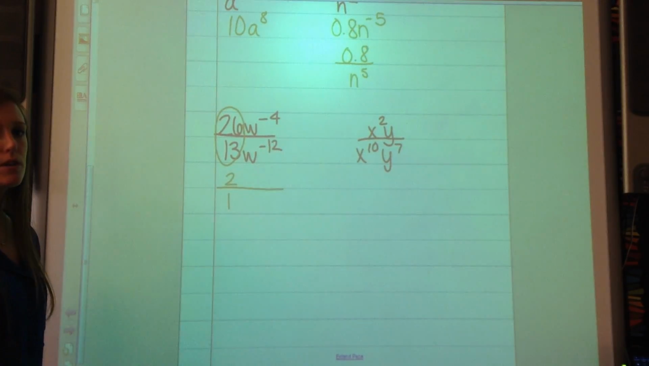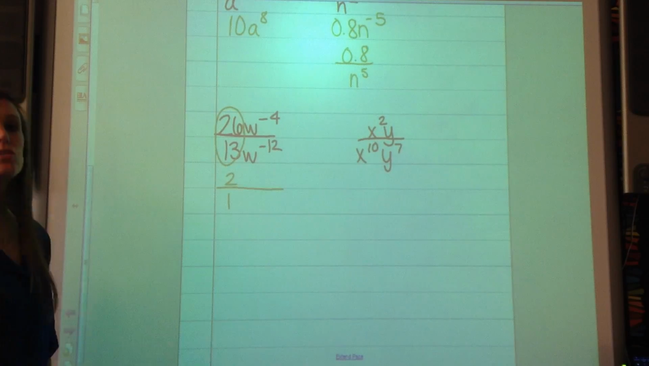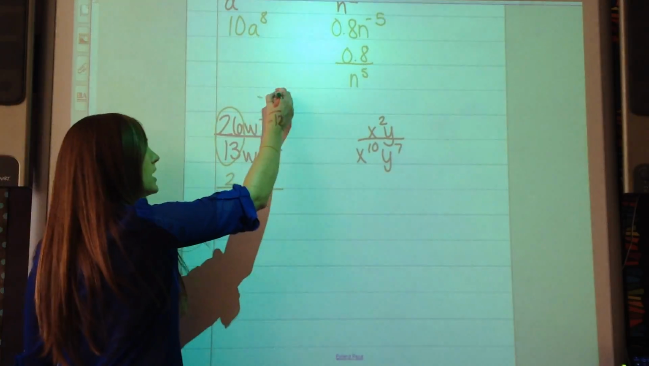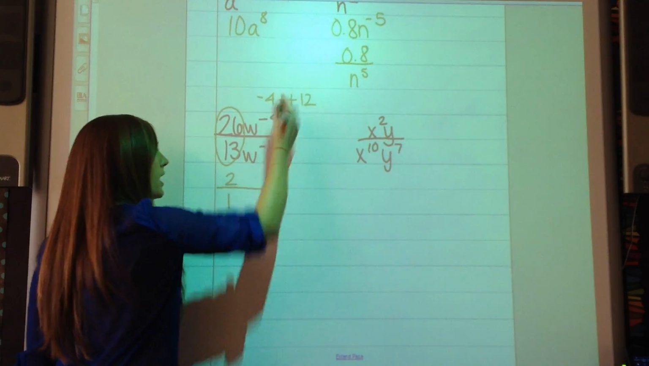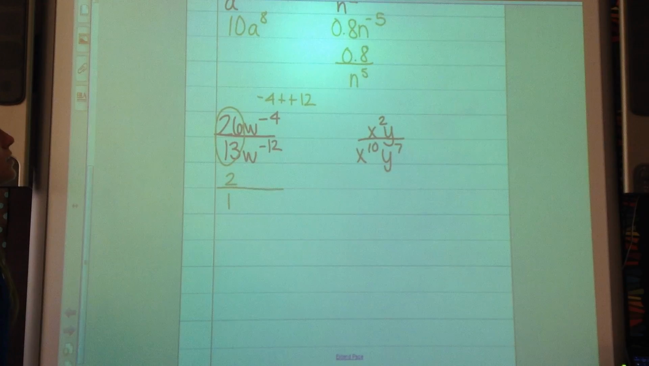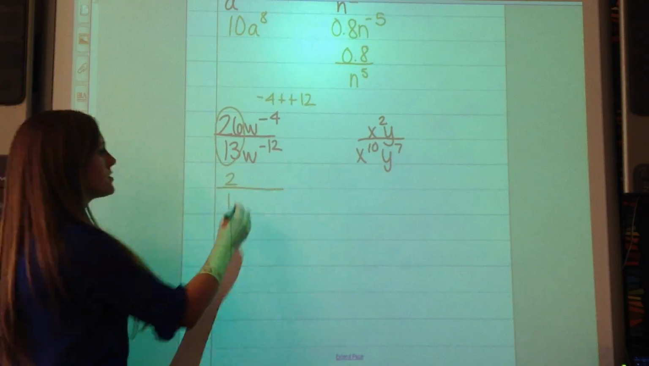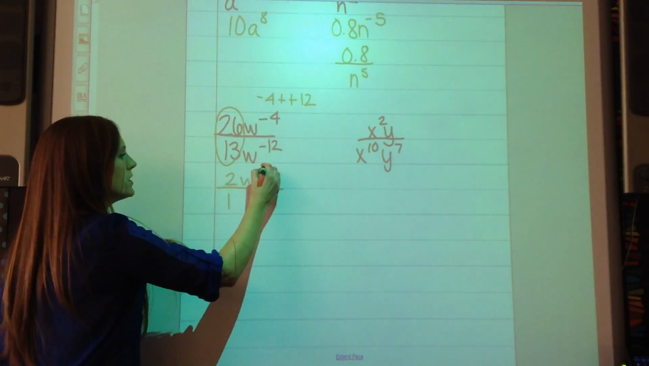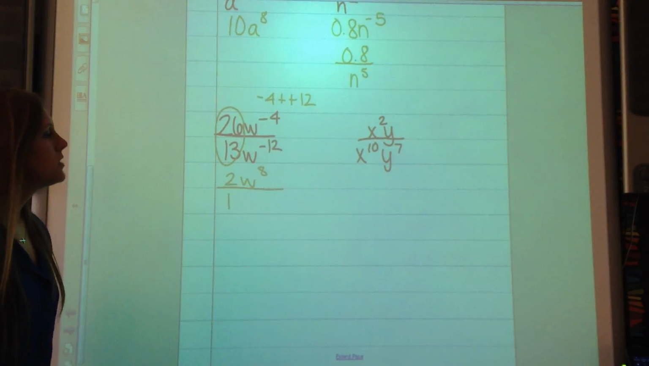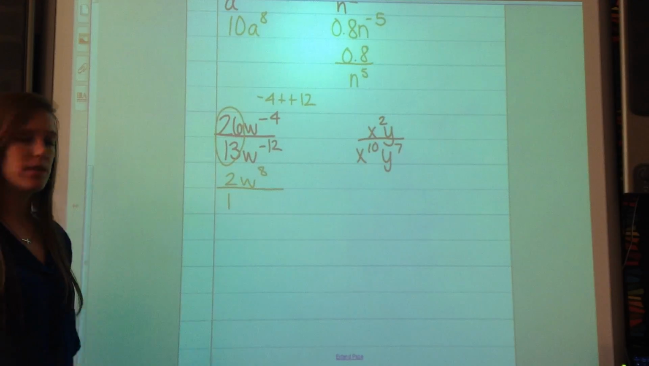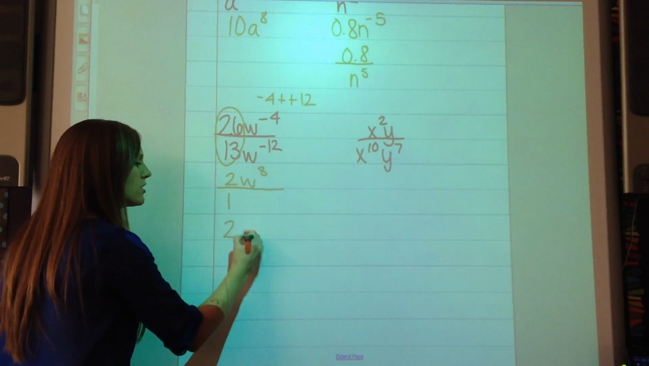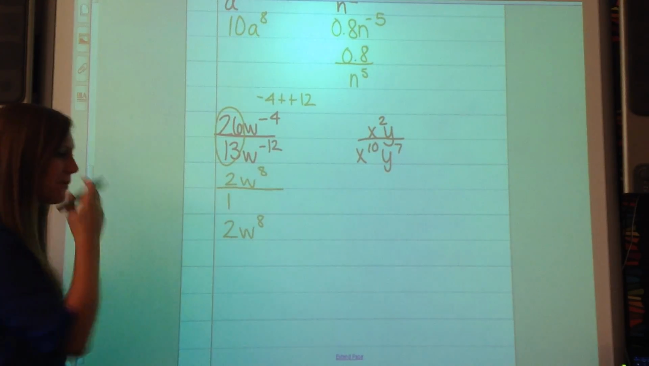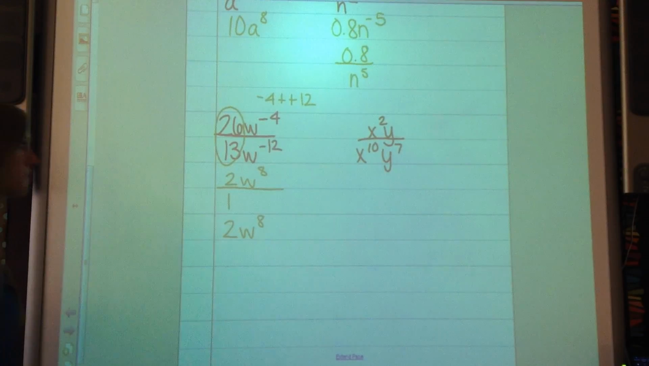Now I'm going to work with the variables. It's division, so I subtract the exponents. Negative 4 minus a negative 12. Keep switch opposite. This adding integers is different signs, so it's actually subtraction. 12 minus 4 is 8. Now think about the best way to write this. Do we need this over 1? No, this over 1 doesn't change anything. So our answer is 2w to the 8th power.